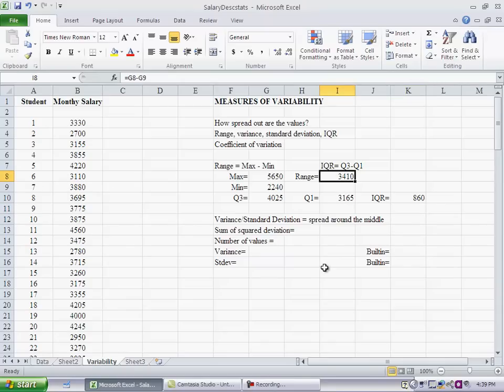The interquartile range is somewhat better, more robust than the range, in the sense that it is not so badly affected by just the lowest or the highest value.